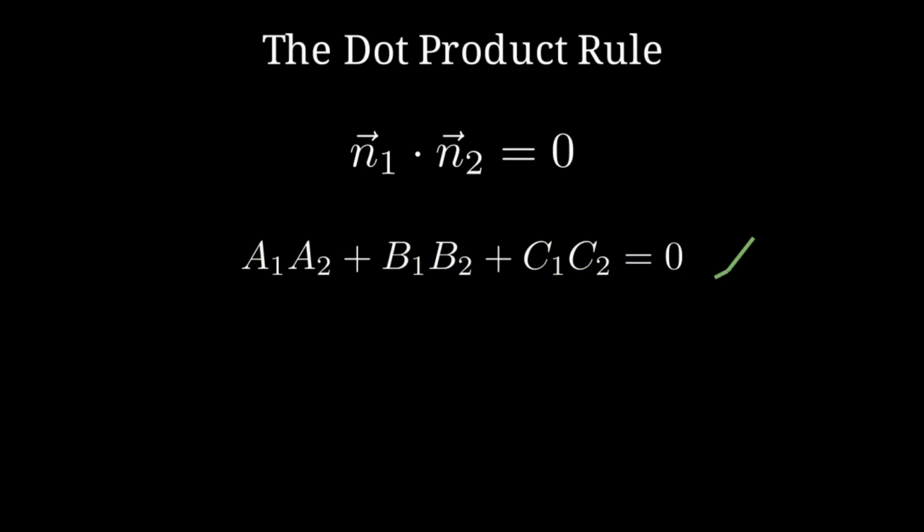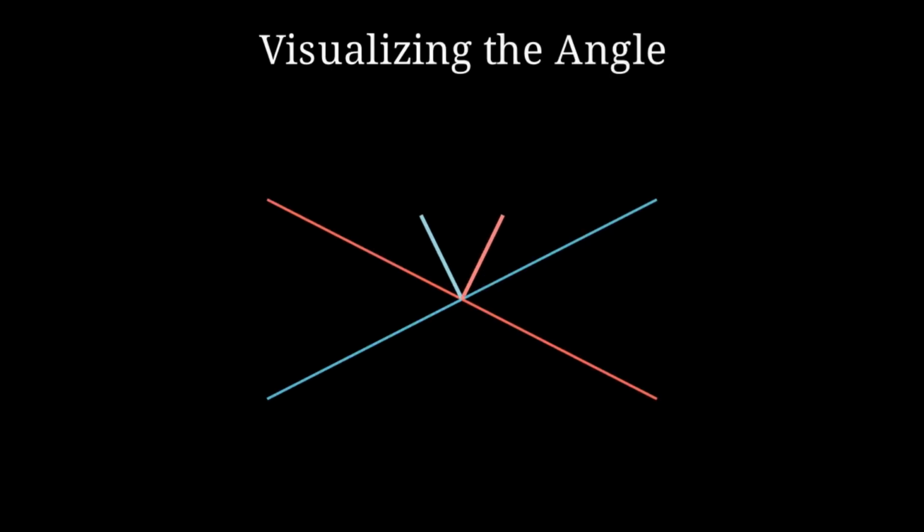planes are orthogonal. Notice how the angle between the surfaces of the planes is identical to the angle between their normal vectors. This geometric property allows us to simplify complex 3D rotations into simple vector algebra.